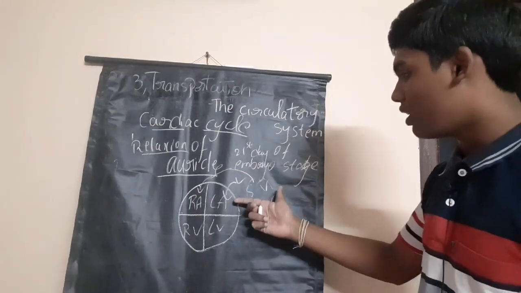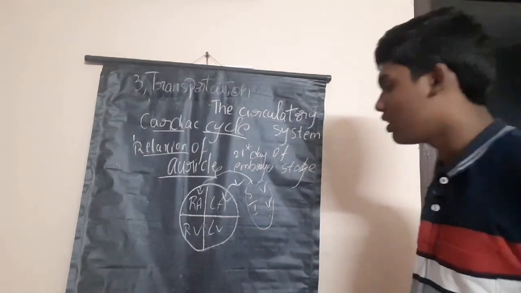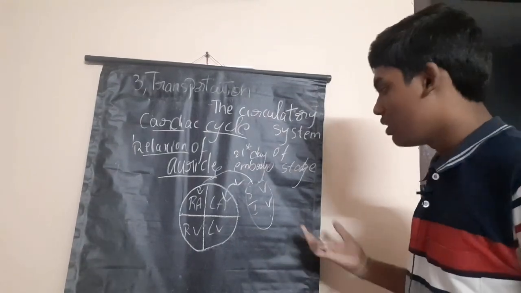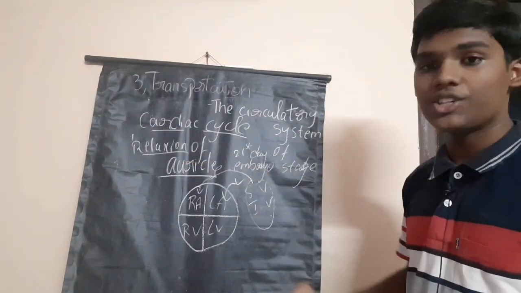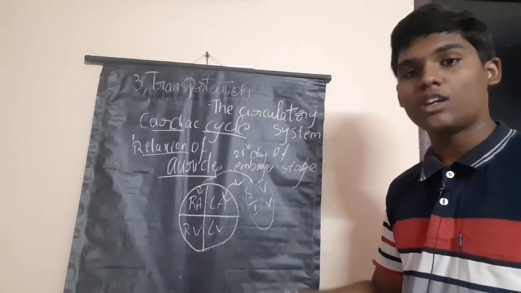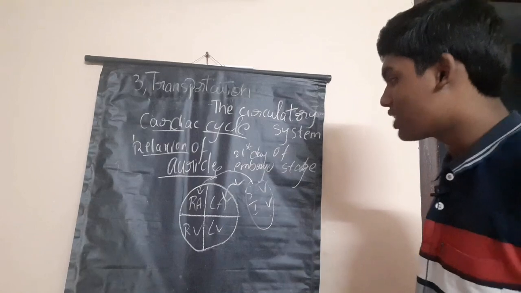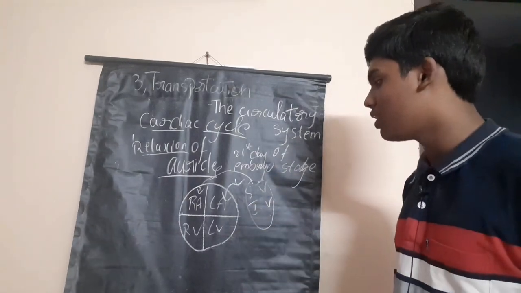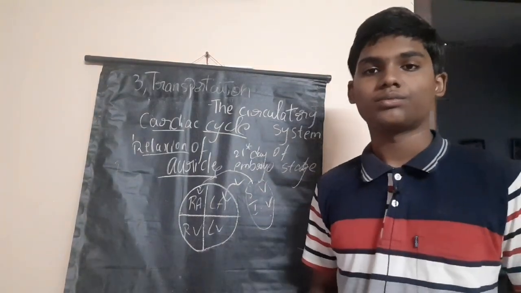What about the left auricle and left ventricle? Here the bicuspid valve opens and pushes the blood. Which blood? Oxygenated blood. Why? Because at the first stage, the pulmonary vein carried oxygenated blood to the left auricle. Now, in this contraction stage, the left auricle carries oxygenated blood to the left ventricle. Now what happens here? Both ventricles are filled with blood.